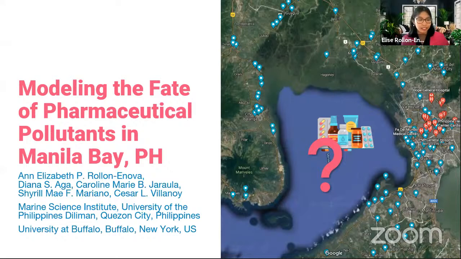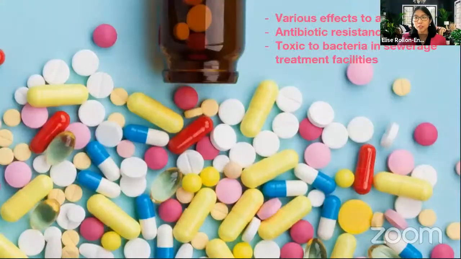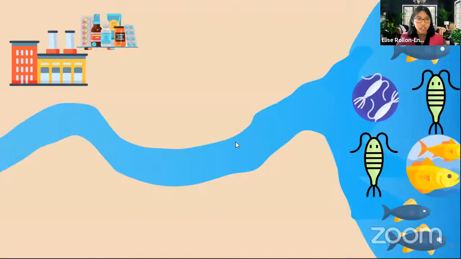I'm Anne Elizabeth Rolyon Innova, and this is our study, Modeling the Fate of Pharmaceutical Pollutants in Manila Bay, Philippines, together with Diana Aga, Caroline Haraula, Shirel Mariano, and Dr. Cesar Villanoy. Pharmaceutical pollutants have various effects on aquatic life. They may promote antibiotic resistance. They may be toxic to bacteria in sewerage treatment facilities.